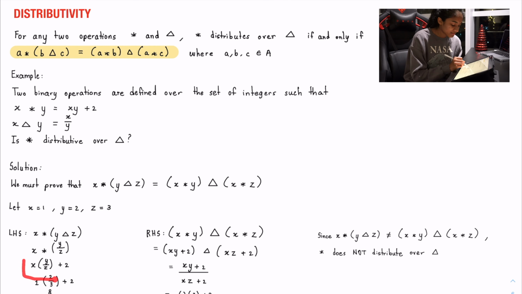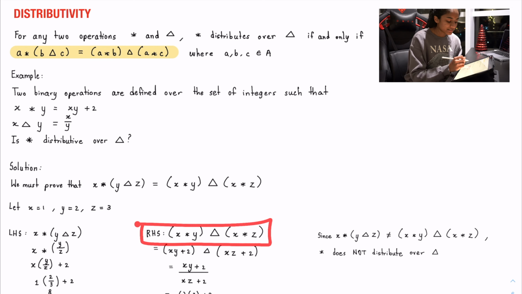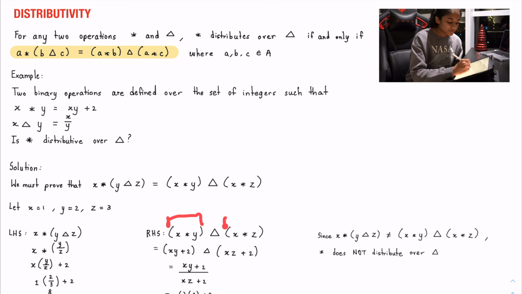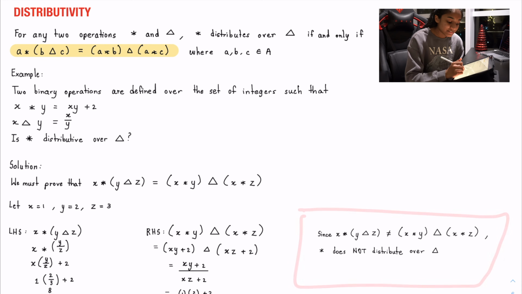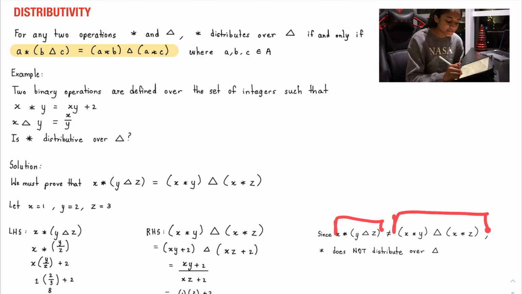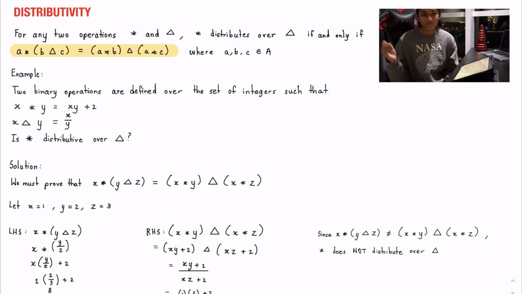So after I get all the operations solved, I just substitute the values that I created up here and I get 8 over 3. I do the exact same thing for the right-hand side, making sure to complete the brackets first, then using the brackets in this operation, the triangle operation here, and getting a conclusion after substituting my values as 4 over 5, which we know is not equal to 8 over 3. So we have our concluding statement. Since the left-hand side is not equal to the right-hand side, star does not distribute over triangle.